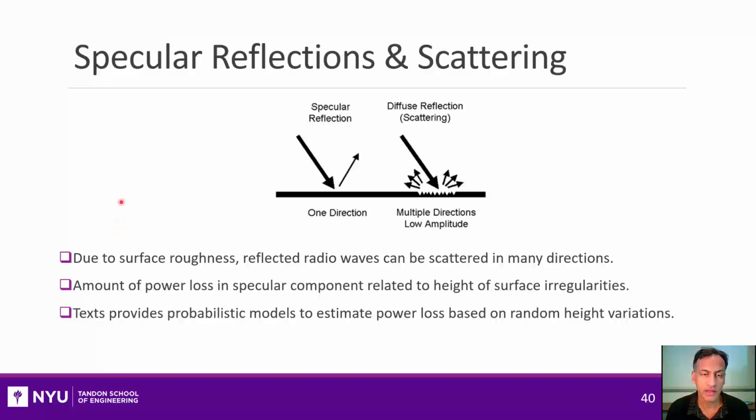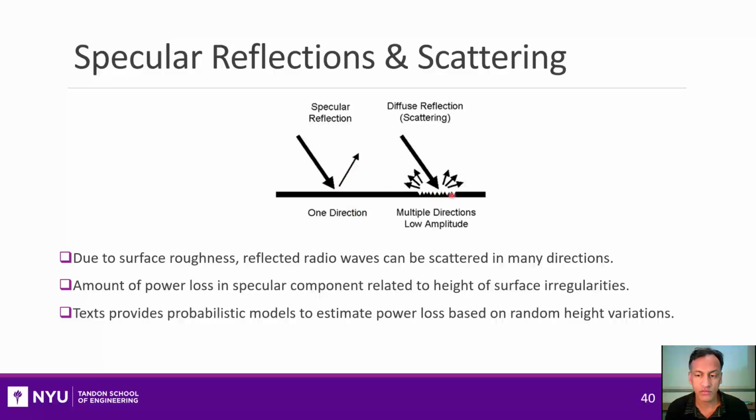One last thing that I want to talk about in terms of reflections is what's called specular versus diffuse reflections. A specular reflection occurs whenever the material is very smooth. In this case, it'll follow that model which I just stated earlier. There will be a single reflected path whose angle will equal the angle of incidence.